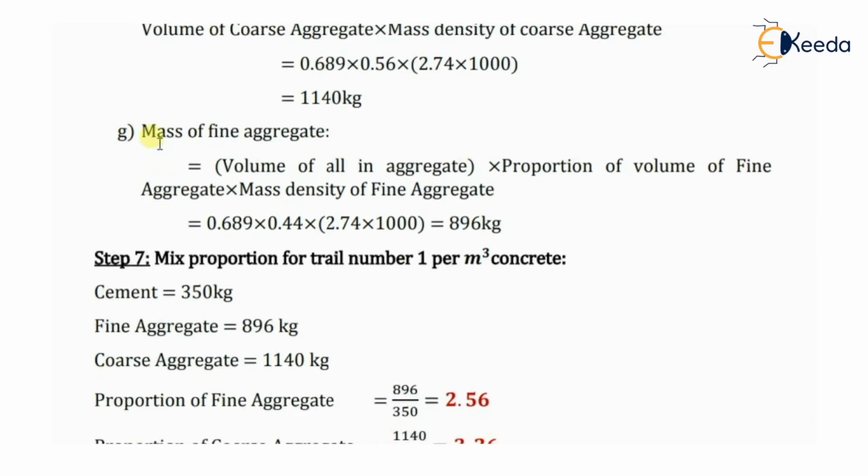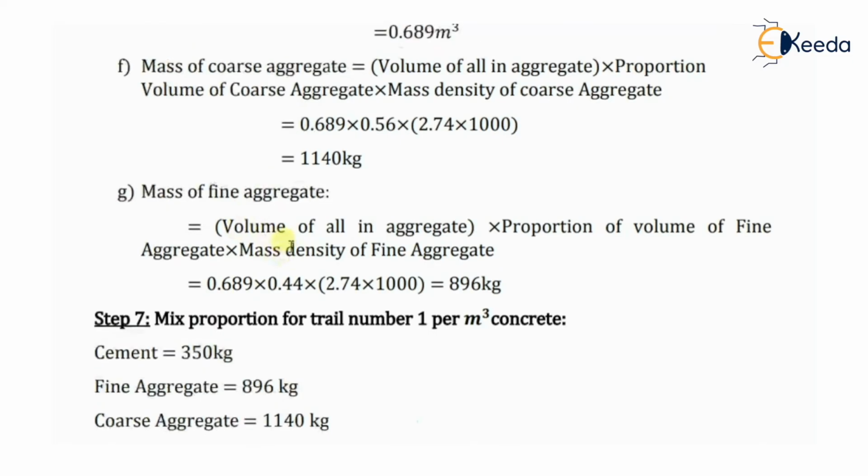Similarly, you can find out the mass of fine aggregate, which can be calculated by the volume of all-in aggregate multiplied by the proportion of volume of fine aggregate into mass density of fine aggregate, which is 0.689 into 0.44 into 2.74 into 1000. This 0.44 is calculated in the previous steps. You can check that 2.74 is given, so it comes as 896 kg.